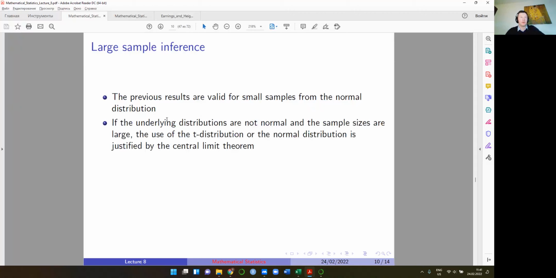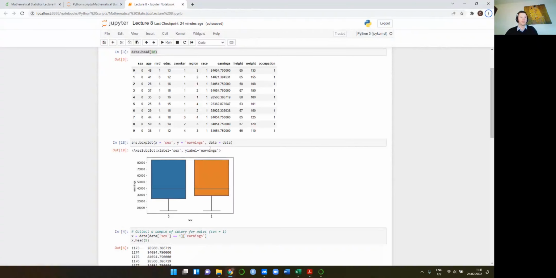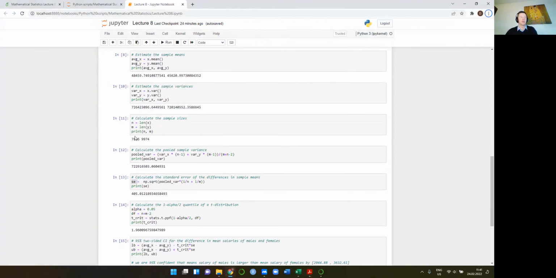Well, if the distributions are not normal and the sample sizes are large, we can use t distribution or normal distribution because of the central limit theorem. That's why the central limit theorem is important. Once you have a large enough sample, and we do, because this sample is large, right? We have almost 8,000 observations in one sample and almost 10,000 observations in the other sample.